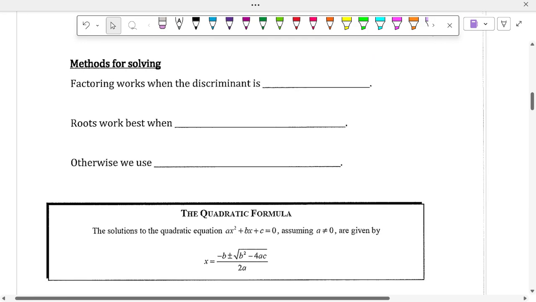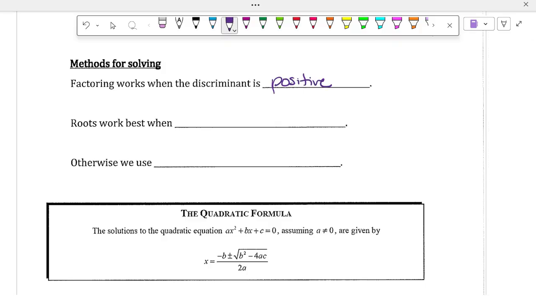So factoring works when your discriminant is positive. Roots work best when... well, not positive. It works best when it's 0. Otherwise, we would use the quadratic formula. And honestly, even if it's positive or 0, it still doesn't guarantee that it'll be a nice problem.